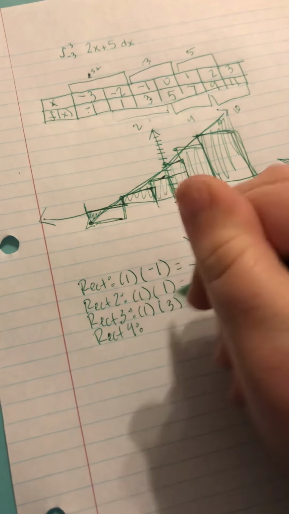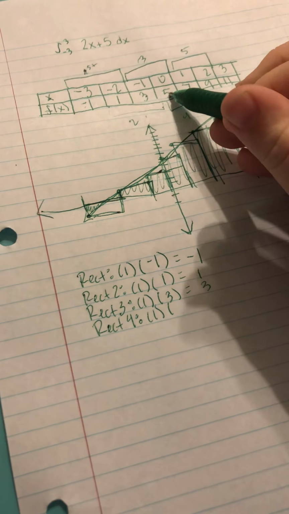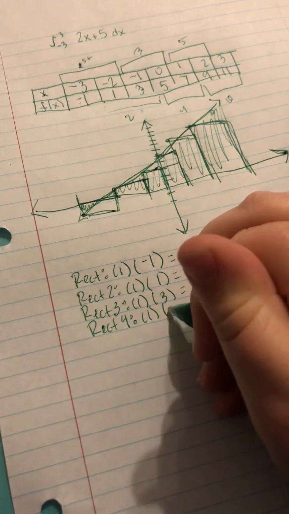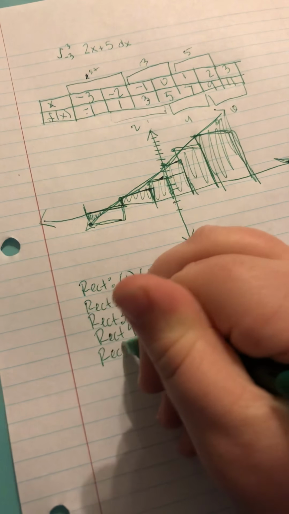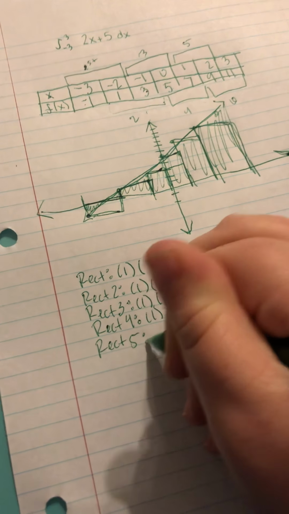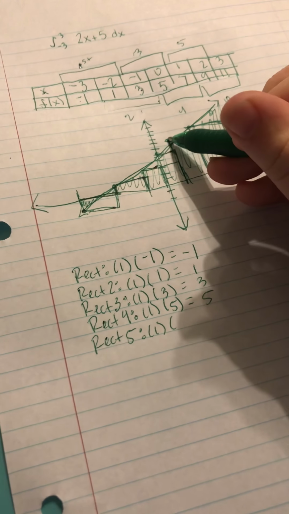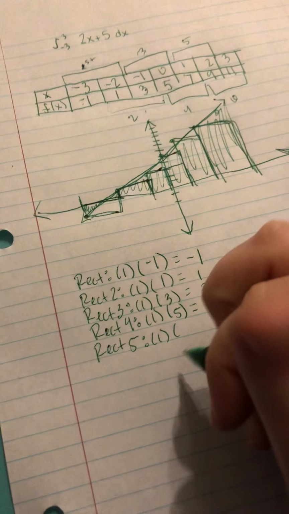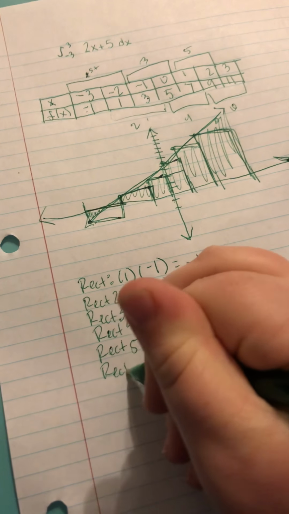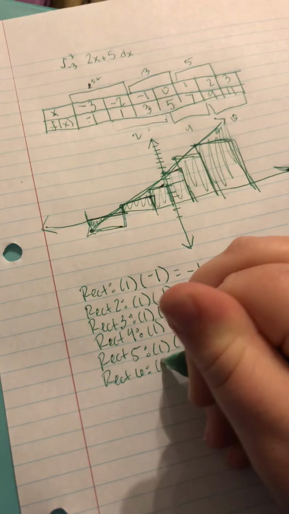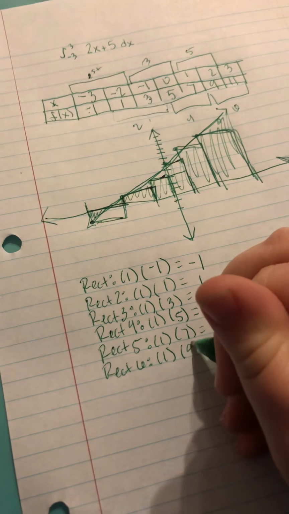Rectangle number 4, we have a width of 1 multiplied by 5. So that's the left-handed side of our rectangle. We get 5. Rectangle number 5, the width of 1 times the height. Go to the left-handed side. We have 7. So we get 7. And then rectangle number 6, we have 1 times left-handed side height is 9.